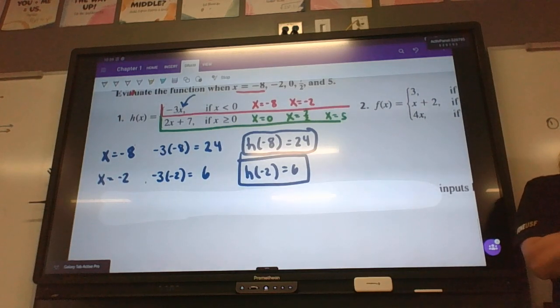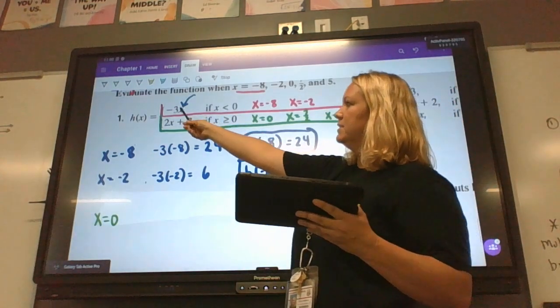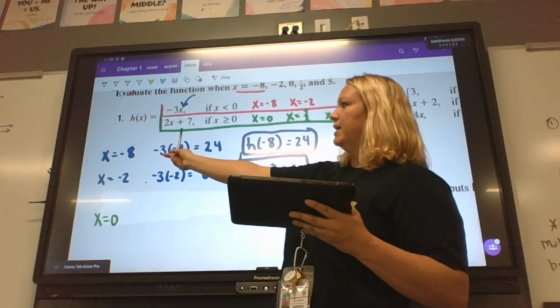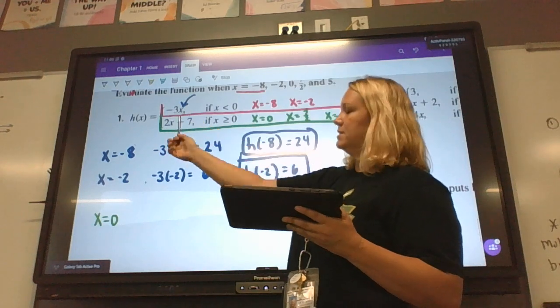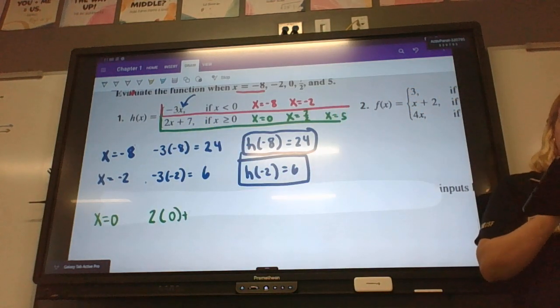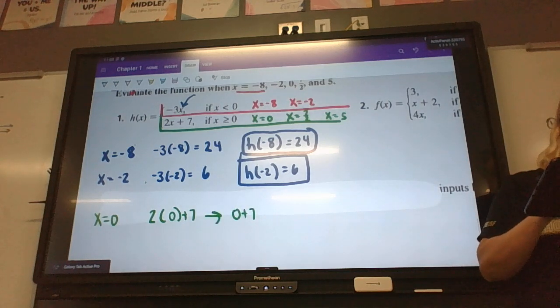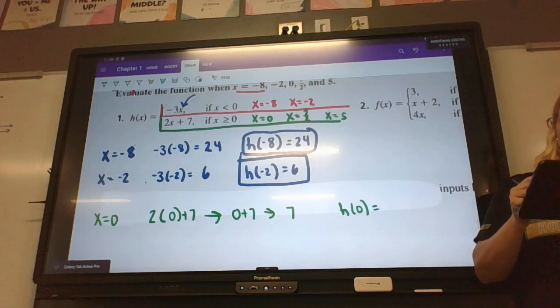That's my other answer. And now I will do 0. I'm flipping it up. I'm not doing this one anymore. I'm plugging into the bottom one. I never do both. I have to decide top or bottom. This time is bottom. Sometimes there's 3 parts to pick from. So that's 0 plus 7 is 7. So h of 0 equals 7.